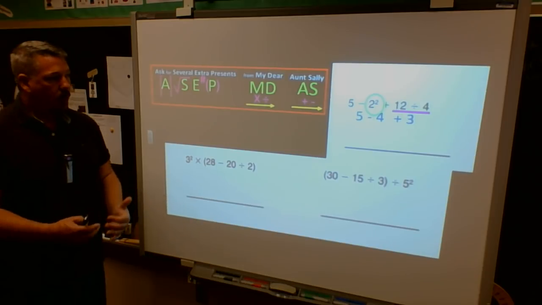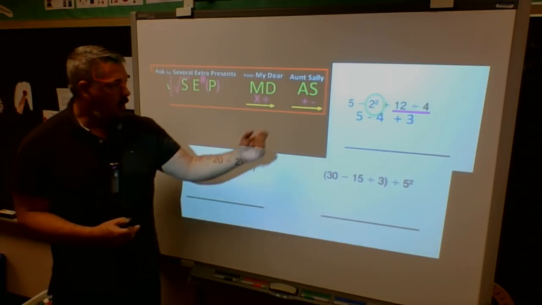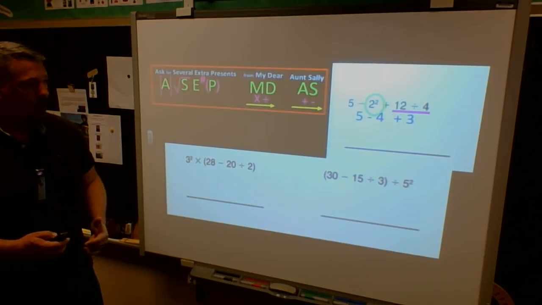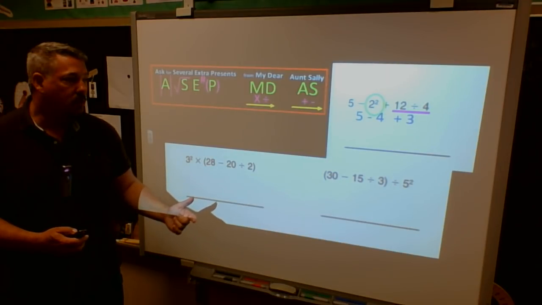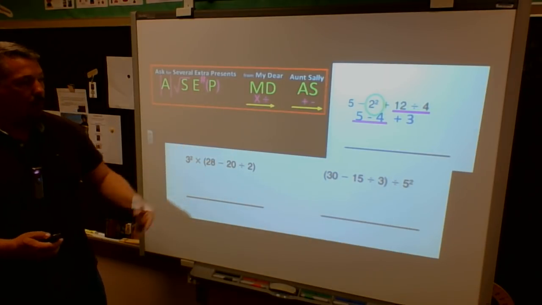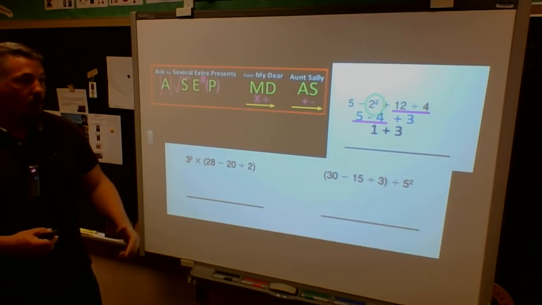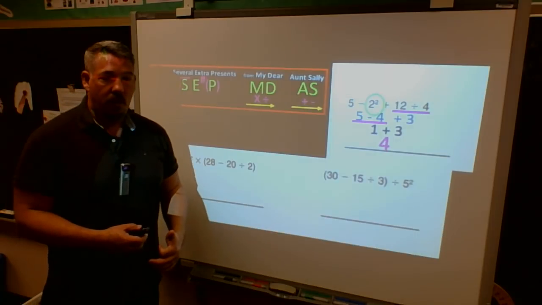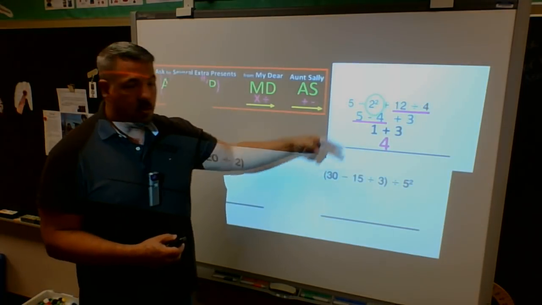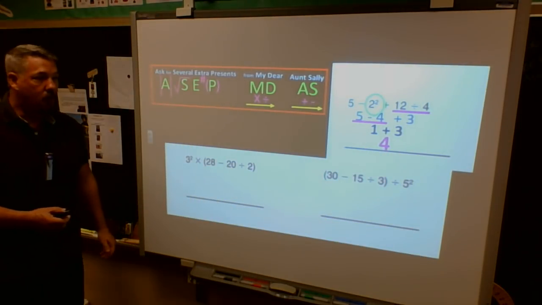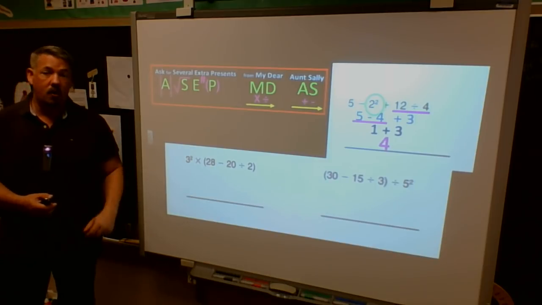All right, so now what do I have to do? Well, my next step is addition and subtraction from left to right. So now I'm going to subtract. Has to go from left to right. So 5 minus 4 is going to be 1 plus 3. Well, 1 plus 3, then my final answer is 4. So you have 2 lines of showing me your work that you have to show. That's going to be worth 2 points on this assignment.